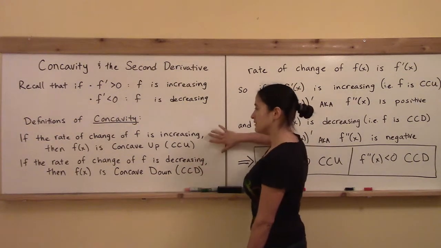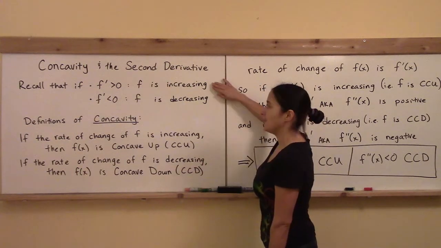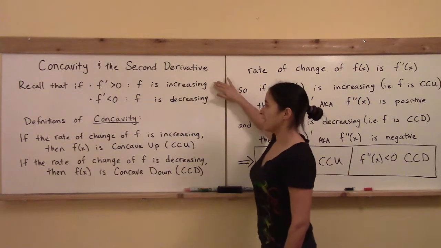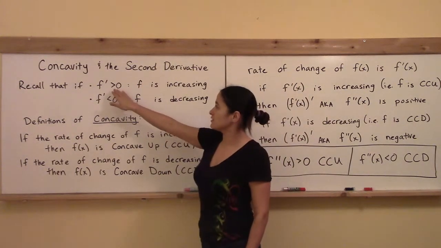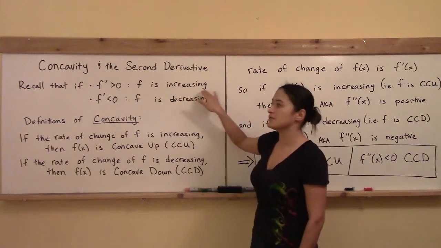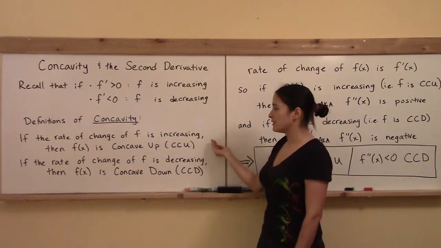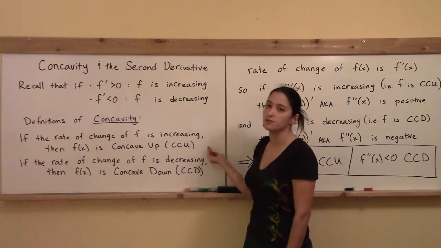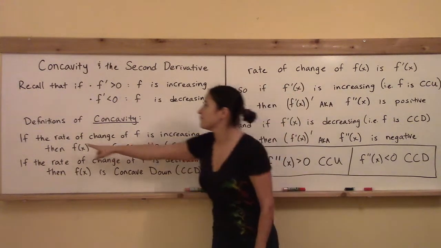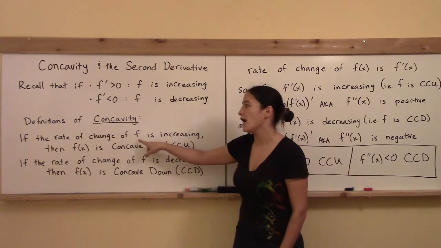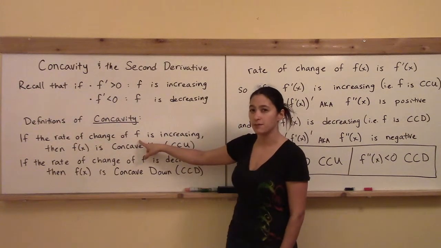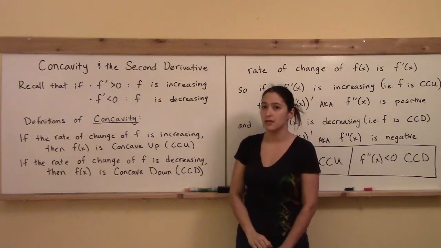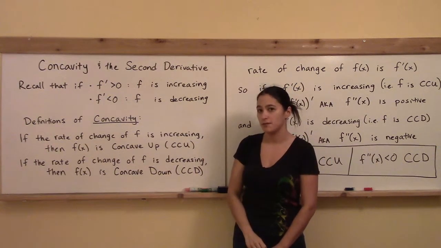Now take a look at the difference between this statement here and this statement up here. This statement up here for review is the fact that if the first derivative is greater than 0, the function itself is increasing. However, down here I'm not saying if f is increasing, I'm saying the definition of concave up is that if the rate of change of f, or the derivative f prime, is increasing, then the original function f of x is known as concave up.